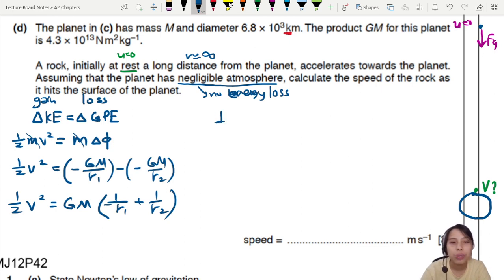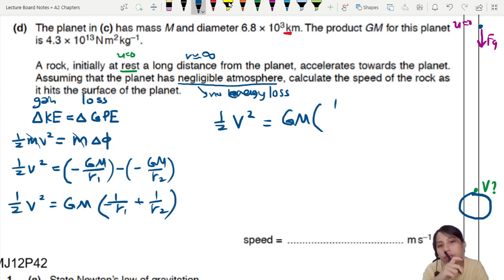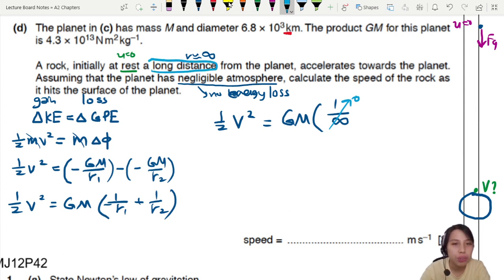Half v squared equals GM times 1 over... what's the potential at infinity? 1 over infinity? This 1 over a very large number is pretty much 0. If you are a very long distance from the planet, potential is pretty much 0. So this whole term is 0, no need to even write. Let's just write 0 then.